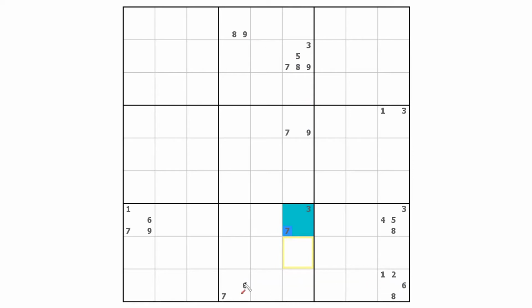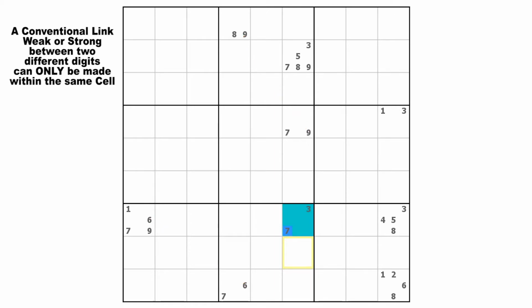But you cannot link this 6 to that 6, or this 9 to that 9, because they do not lie in the same house. Now, the only way you can link two different digits is if they lie within the same cell. Now, don't forget that. I know I keep repeating this, but it is of the utmost importance. Like you can link this 7 to this 3, okay? But you cannot link that same 7 to this 3 over here because they lie in two different cells.